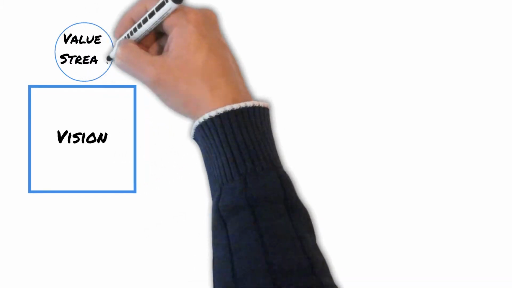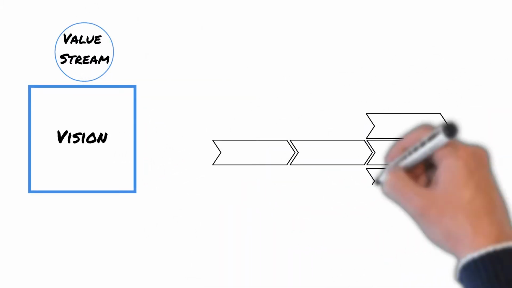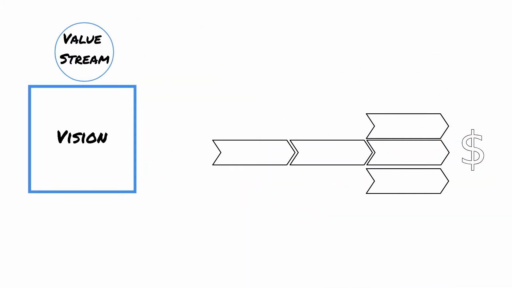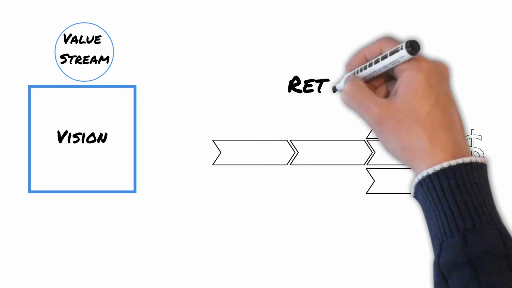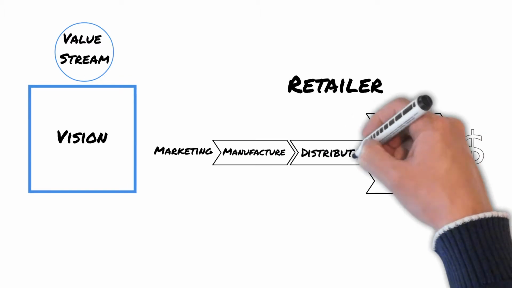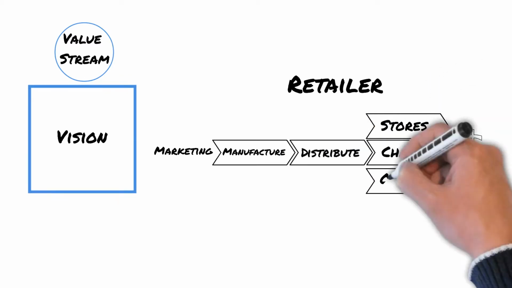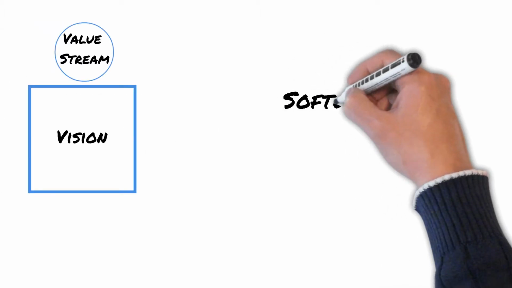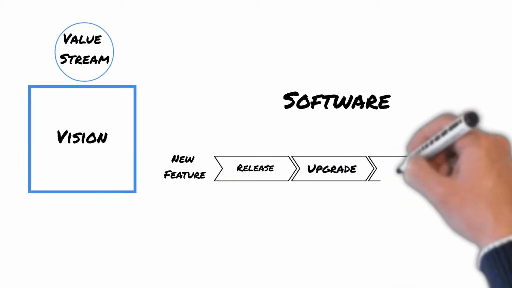We're going to start with value streams. A value stream is simply a flow of value. It's how the enterprise makes money. If you're a retailer, you may generate demand through marketing, then sell your manufactured goods via your own stores, chains, and online. If you're a software company, you might be selling subscriptions or digital goods.